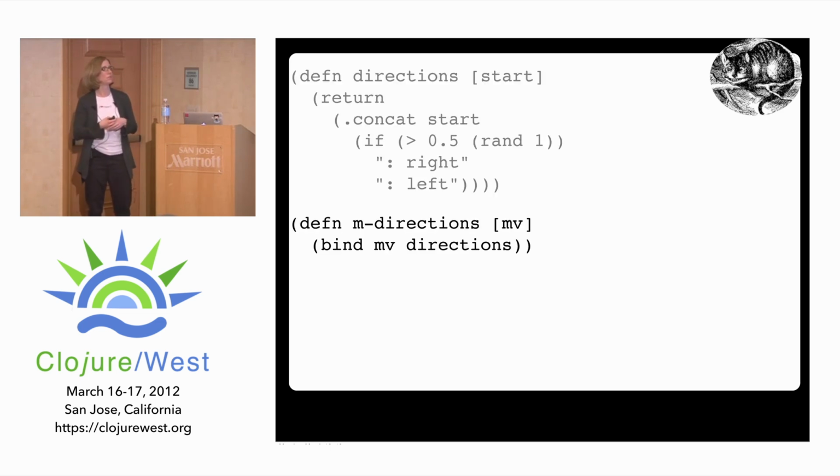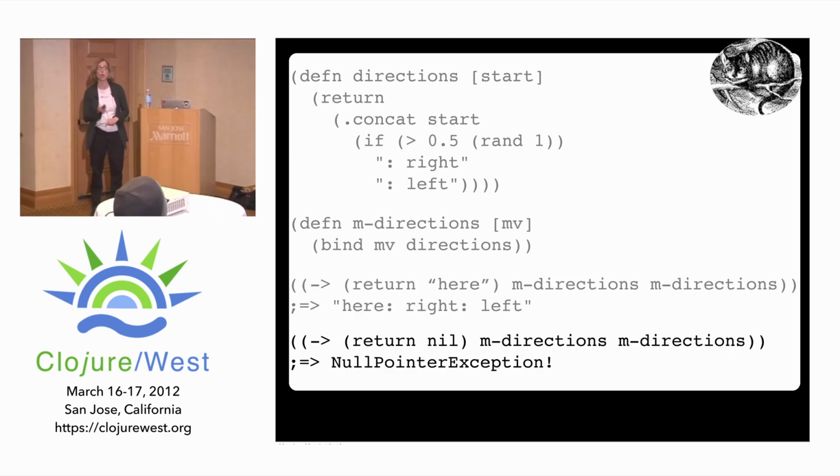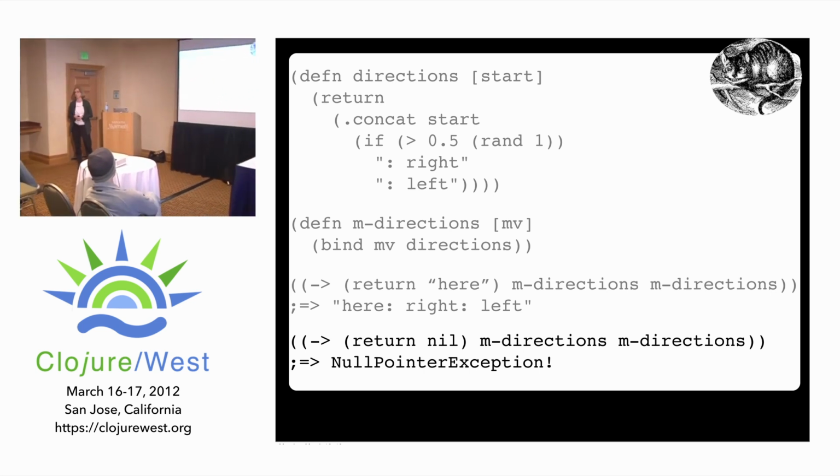So we could then define m directions that takes a monadic value and binds that to this function directions. If you started with here, the string here, and wrapped it in the return function, of course, and then called a couple directions on it, you'd start with here and end up with here and right or left. Since it's random, it could have been right or right, but just for the sake of argument, we're doing right and left. The problem with this is that if you don't know where you are and you start off with a nil, it just blows up with a null pointer exception.